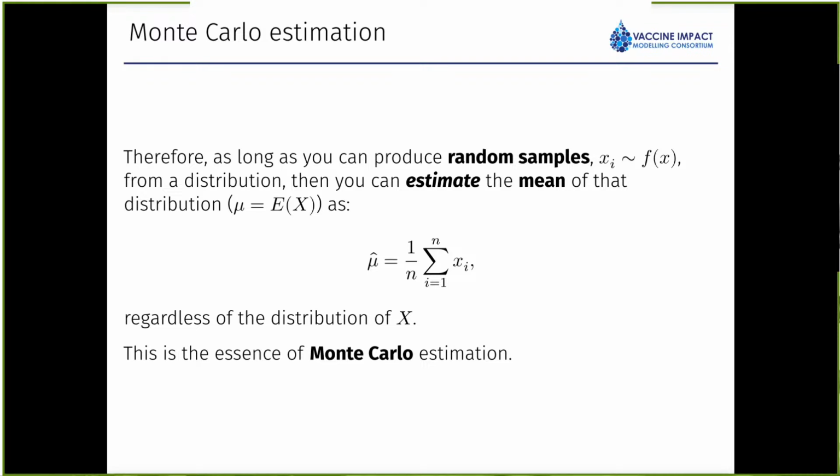So we can do this in a computer as long as we know what f of x is, or rather, as long as we can sample from f of x, then I don't even need to know the analytical mean. I can just take a really large number of random samples from my distribution, and if I calculate the sample mean of those, it's going to be a really good estimate of the mean of that distribution, okay? And this is the essence of what we call Monte Carlo estimation.